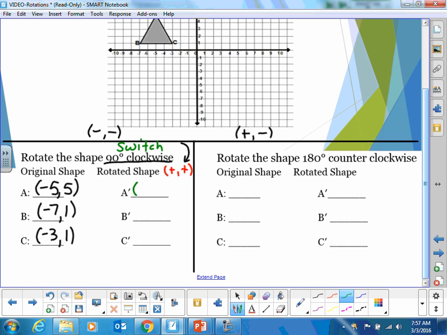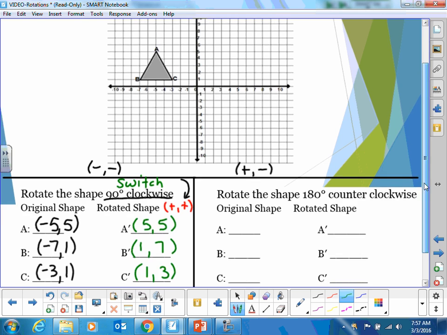So I'll have 5, 5, since I have the same number. That's not going to change. And they're both positive because I'm in quadrant 1. Instead of 7, 1, I switch the order and I now have 1, 7. And then instead of 3, 1, I now have 1, 3. Now all I have to do is come up and graph it.